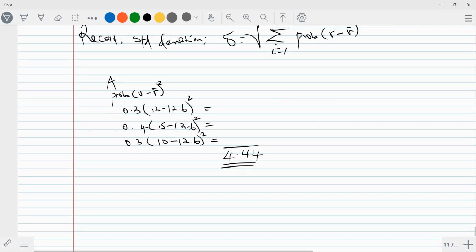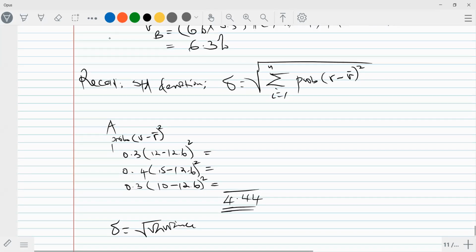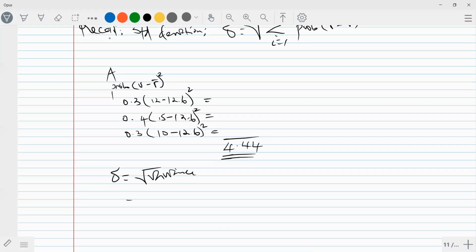But the question is asking us to get the standard deviation. Therefore, standard deviation is the square root of the variance that we've just obtained. What we've obtained above is the variance, so it is the square root of 4.44. And the risk of A will be equal to 2.11%, more or less. 2.11%, therefore, is the risk of A.